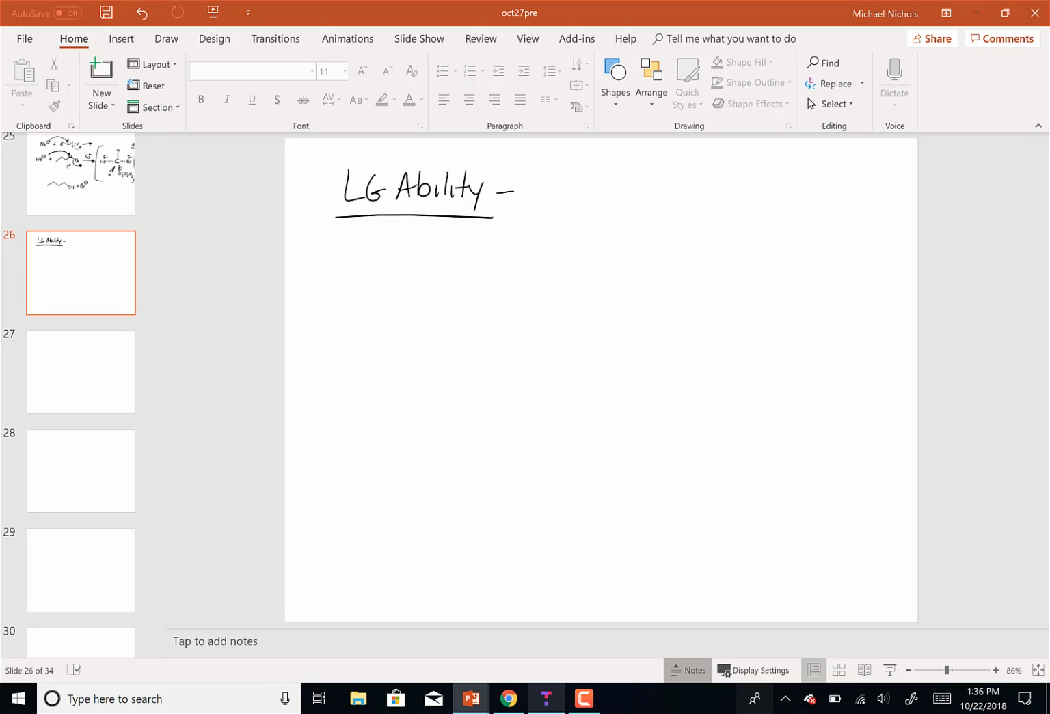So with leaving group ability, it's pretty straightforward. There's one thing that affects leaving group ability, and that is basicity. And it's an inverse relationship, meaning that the stronger the base, the weaker the leaving group, and vice versa. So if I want a good leaving group, I want a weak base. So right now we've got halogens.